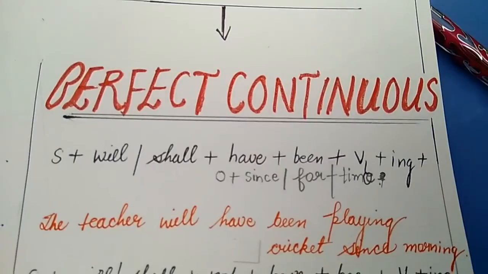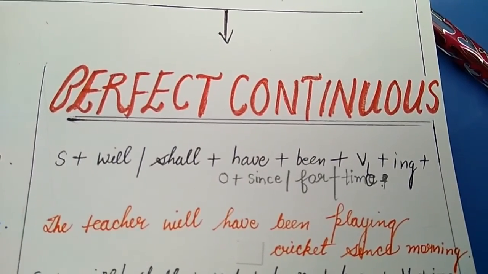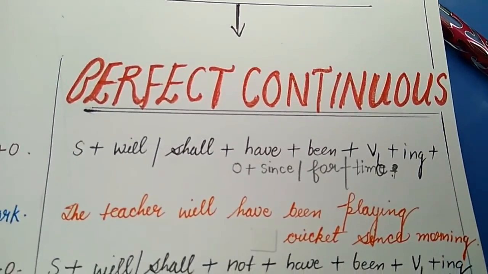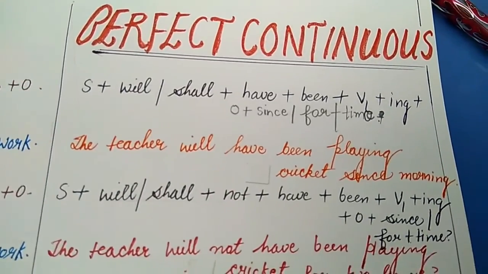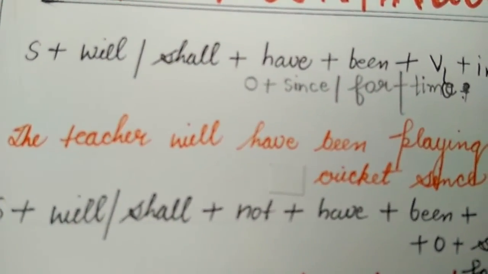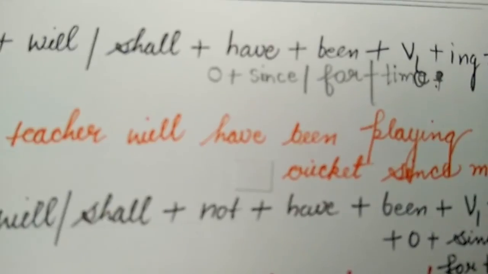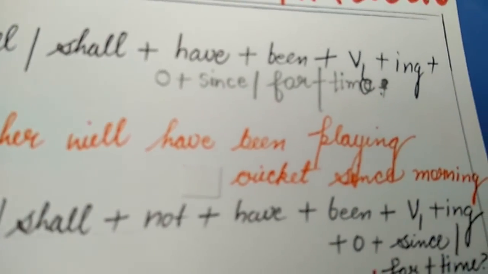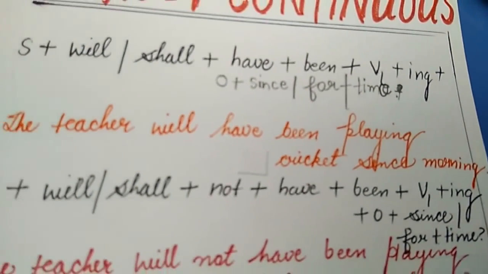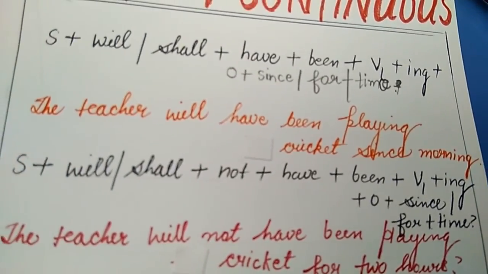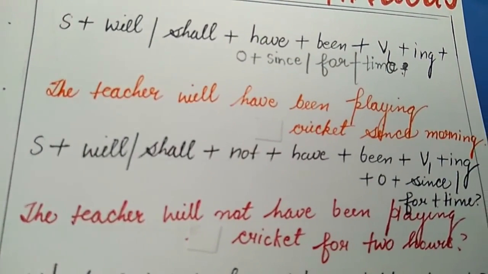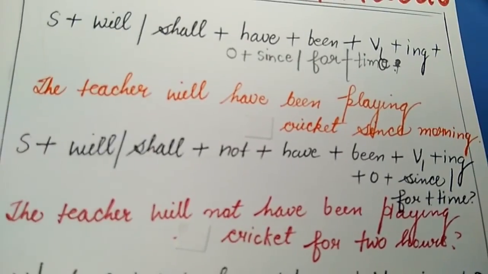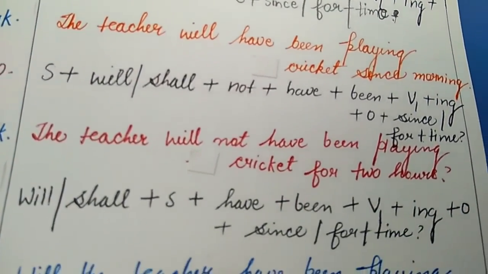For example, the teacher will have been playing cricket since morning. Negative. Subject plus will/shall plus not plus have plus been plus first form of the verb plus ing plus object plus since/for plus time. For example, the teacher will not have been playing cricket for 2 hours.